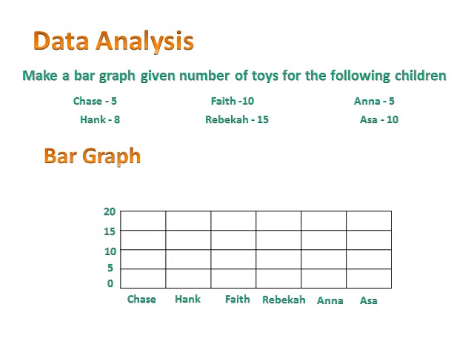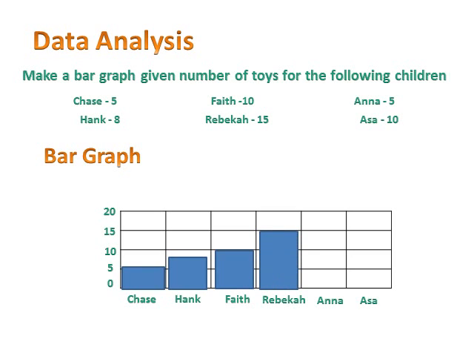Alright, so Chase, look, in your information they have 5, so we color the column up to 5. Okay, right, so that is Chase's graph. Right, now Hank's is 8, so 8 is between 5 and 10, a little closer to 10, so that's how it will look like. Faith is 10, so it should be right on the mark 10. Rebecca's is 15, so it should be right on the 15 marker. Anna's 5, just like Chase's, and Asa's 10, just like Hank's.